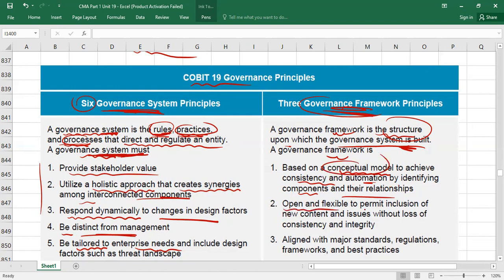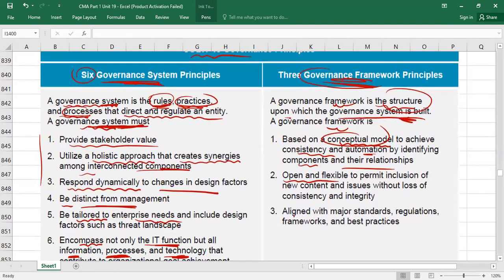It must be open and flexible. For example, if new risks are coming, if new problems are arising, your governance framework must be open and flexible to permit inclusion of new content and issues without loss of consistency and integrity. Then, the governance system must be aligned with major standards, regulations, frameworks, and best practice.